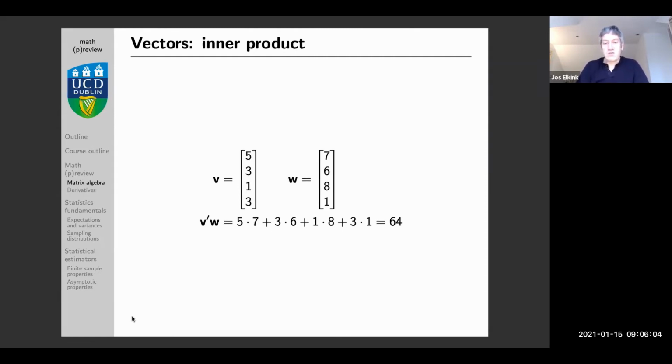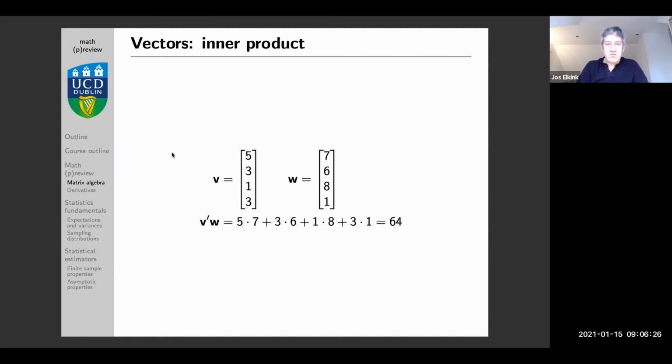Okay, so far the operations have been relatively simple. We have vectors that are row or column vectors. We can take the sum of a vector, we can add or subtract two vectors. Subtraction is the same as addition, just the other way around. We can multiply with a scalar. Now we're going to do something that is slightly more complicated. We're going to look at the product of two vectors.